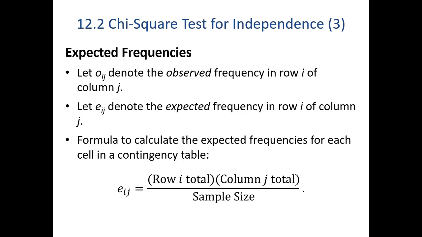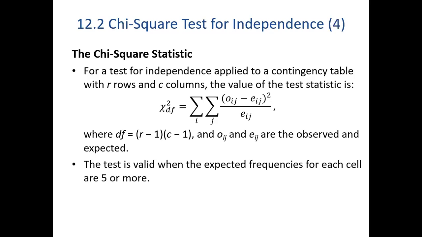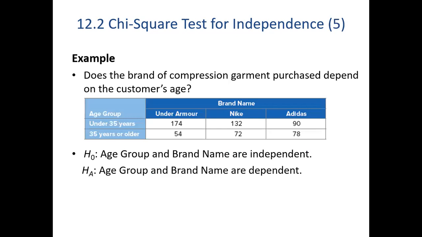The formula to calculate expected frequencies for each cell in a contingency table is row i total times column j total divided by sample size. And this is the formula. Scary looking formula, but we will use a calculator, so don't worry about it. Degrees of freedom is number of rows minus 1 times number of columns minus 1. Oij and Eij are the observed and expected values. The test is valid when expected frequencies for each cell are 5 or more.